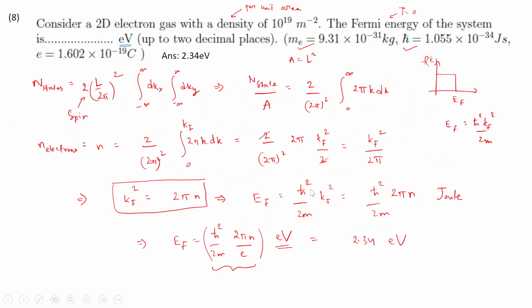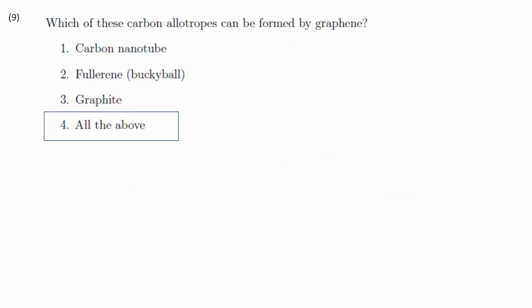Okay. So we have derived the Fermi energy of the two-dimensional system. Now let us go to the next question. Which of the carbon allotropes can be formed by graphene? Graphene, if you remember, is just a two-dimensional material with a hexagonal shape.